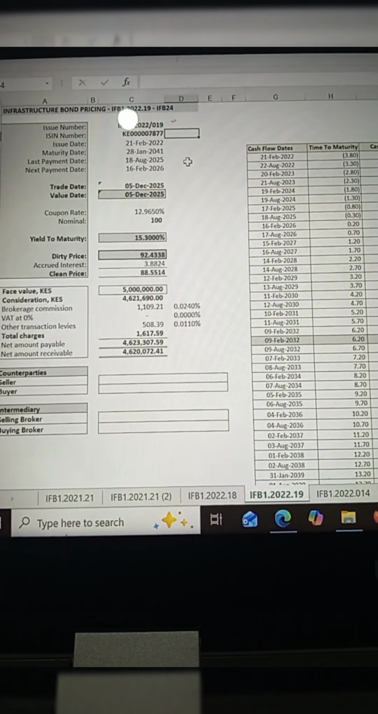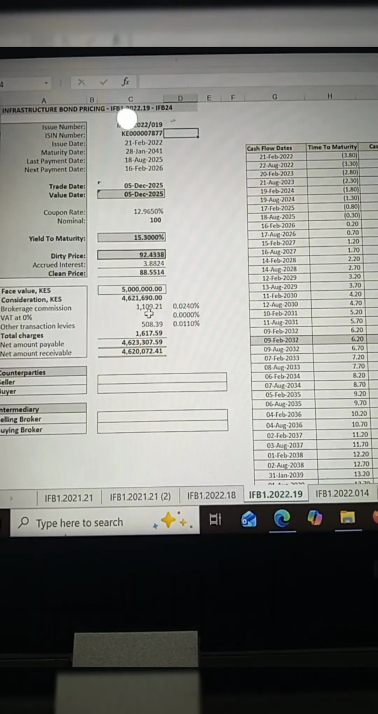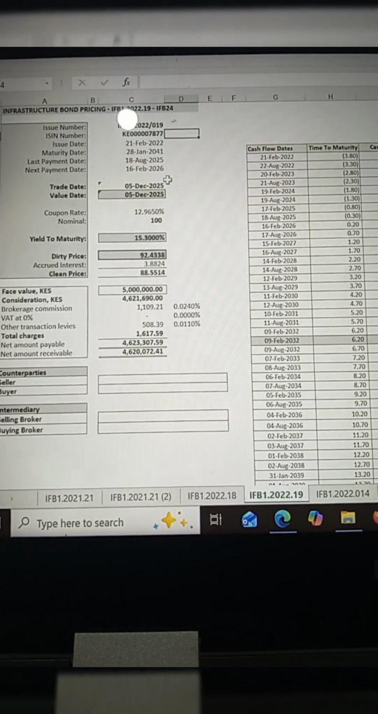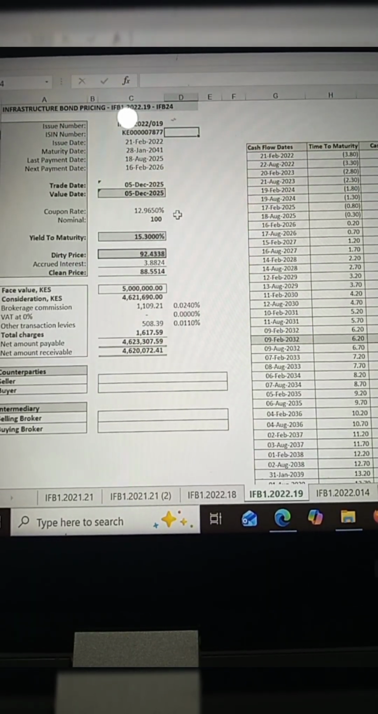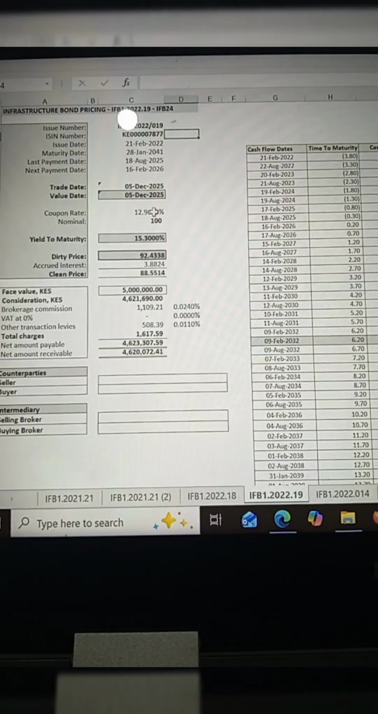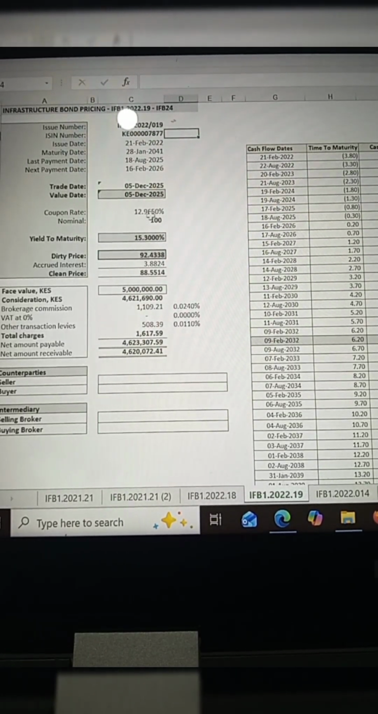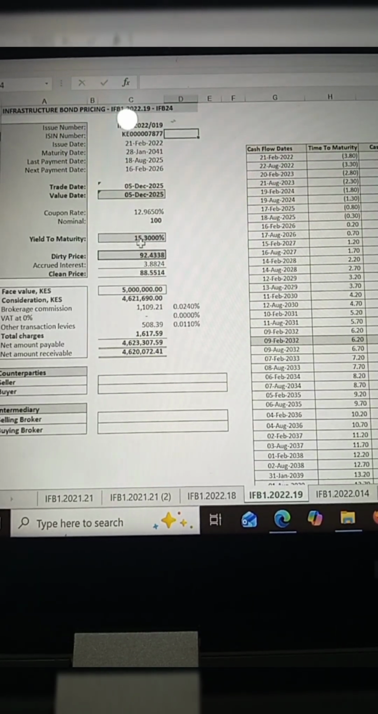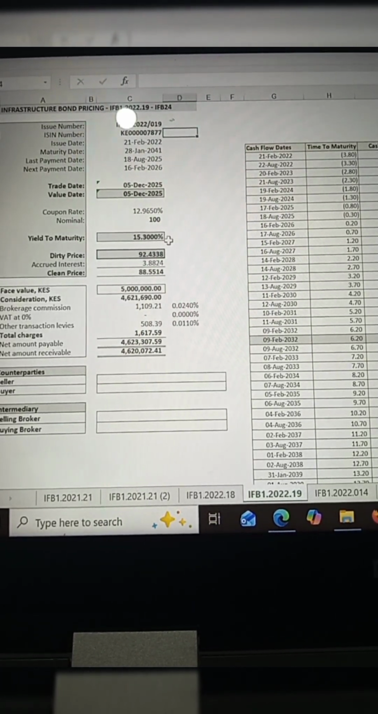Now, let's look at how yield affects the price of the bond, and also how the accrued interest affects the price of the bond. These are bond calculations I'm doing for a client, but let's just have a look. Let's assume this client has 5 million, and the coupon rate of this bond is 12.9650%. Now, the yield here is an example, assuming the yield is at 15.3%.